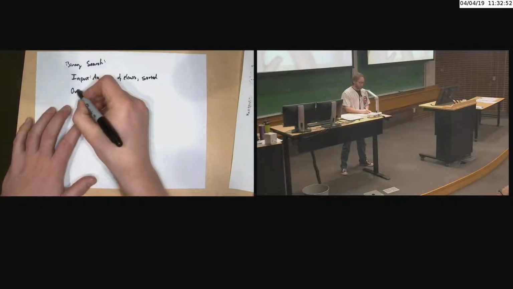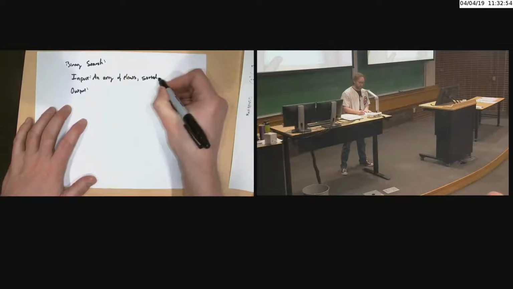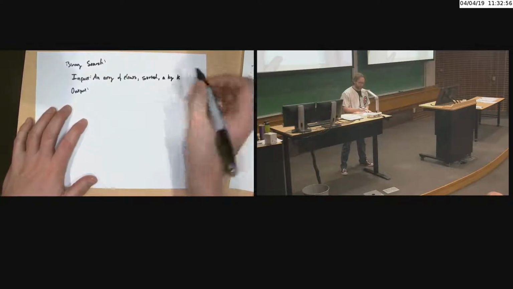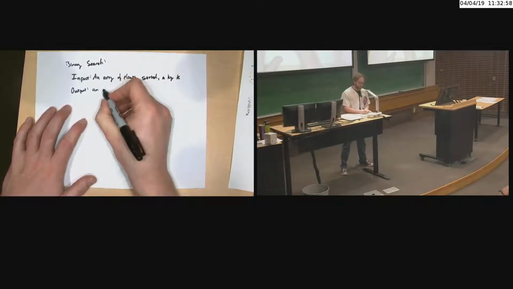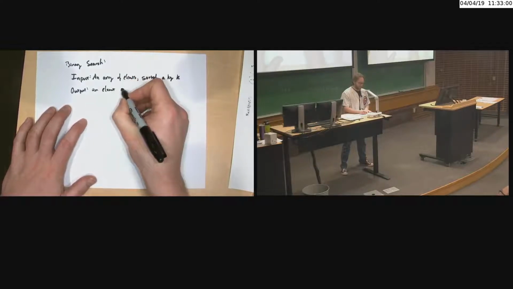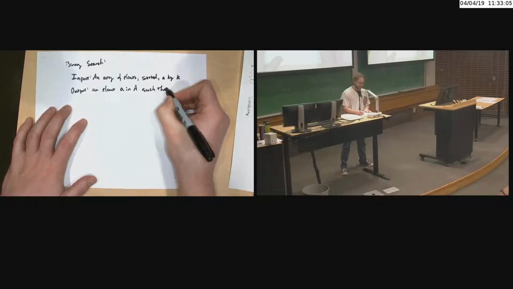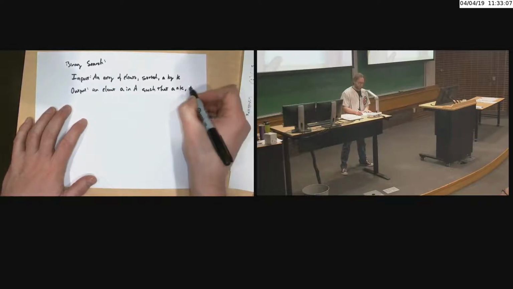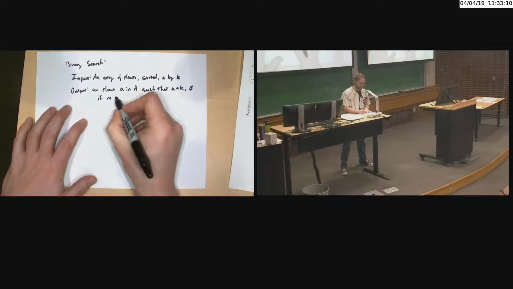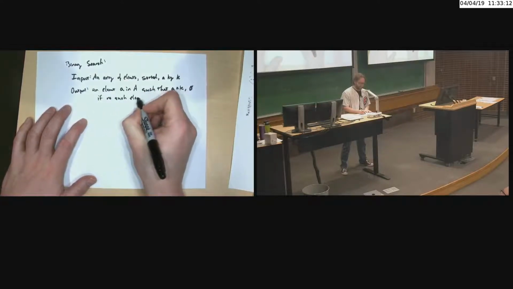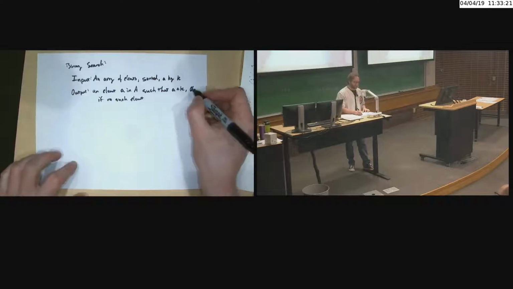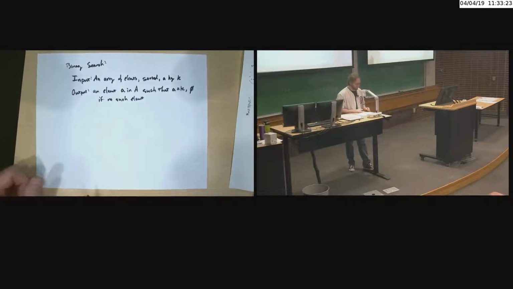All right, what's the output? The input also includes a key. The output will be an element A in A, such that A is equal to K, or phi if no such element exists. Very similar to what we did with linear search, right? I'm not outputting null. I'm not outputting -1. I'm not throwing an exception. I'm just outputting this special mathematical symbol, phi.